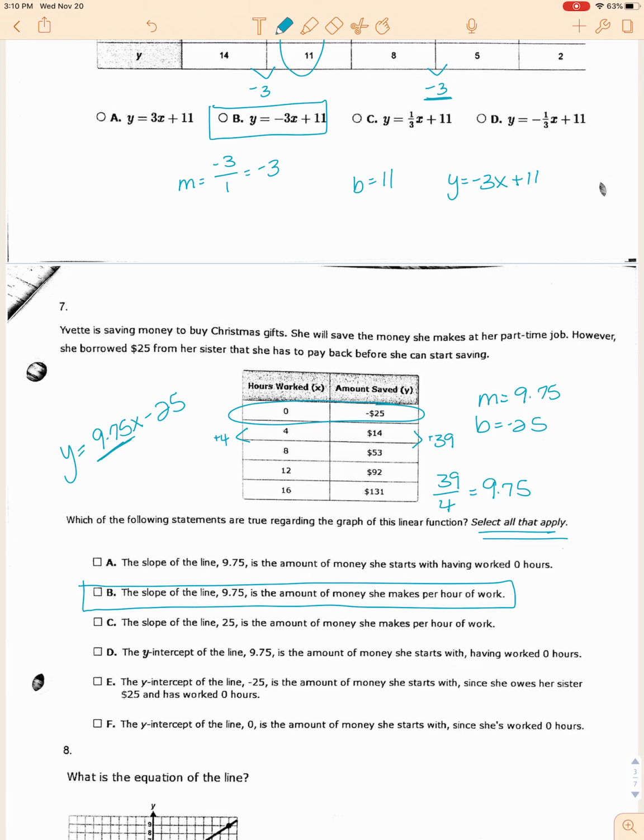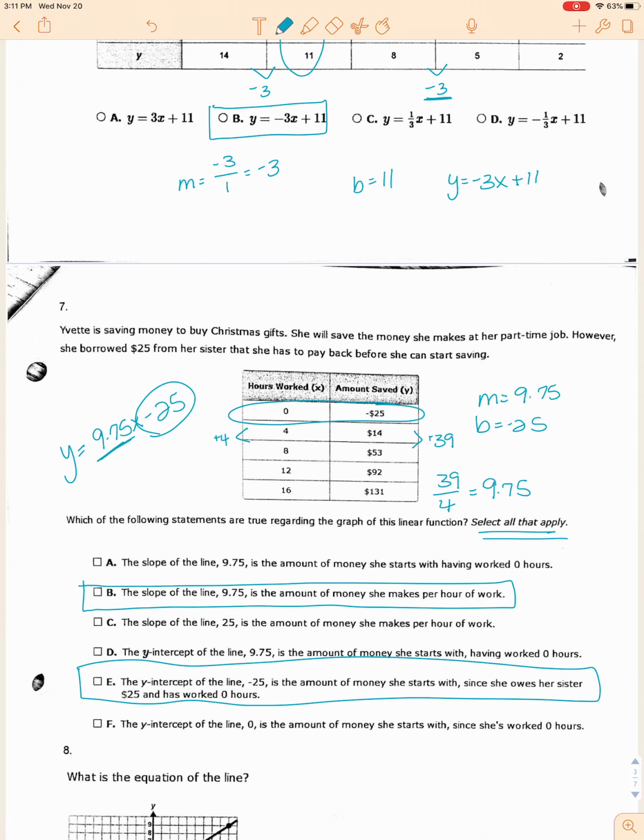D, the y-intercept of the line 9.75, that can't be true because I know the y-intercept is negative 25. E, the y-intercept of the line negative 25, that's true, is the amount of money she starts with since she owes her sister $25 and has worked 0 hours. And that is a true statement. And last, the y-intercept of the line 0, which is also not true. So for 7, you should have 2 answers, B and E.